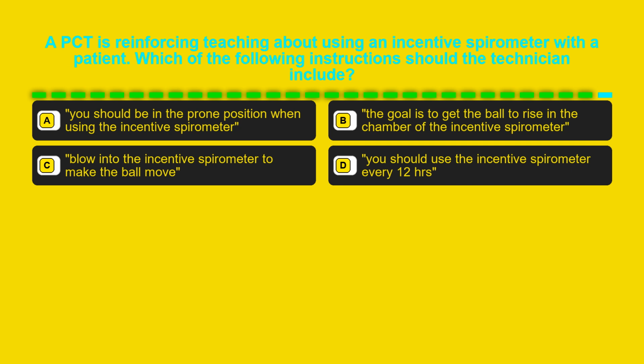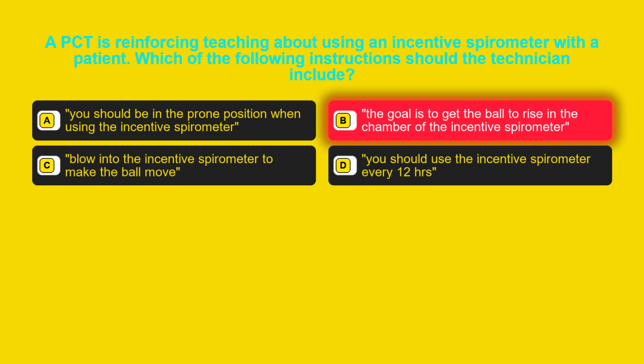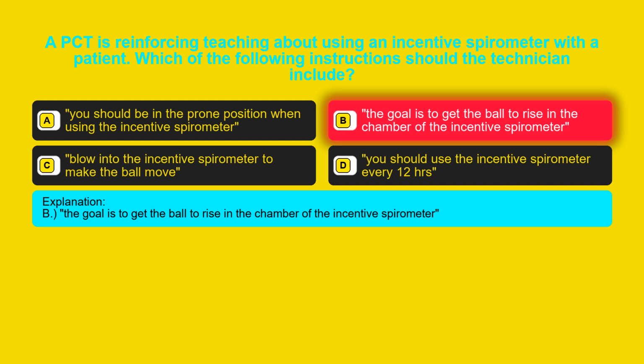Question 45. A PCT is reinforcing teaching about using an incentive spirometer with a patient. Which of the following instructions should the technician include? Option A. You should be in the prone position when using the incentive spirometer. Option B. The goal is to get the ball to rise in the chamber of the incentive spirometer. Option C. Blow into the incentive spirometer to make the ball move. Option D. You should use the incentive spirometer every 12 hours. The correct answer is option B. The goal is to get the ball to rise in the chamber of the incentive spirometer. B. The goal is to get the ball to rise in the chamber of the incentive spirometer.